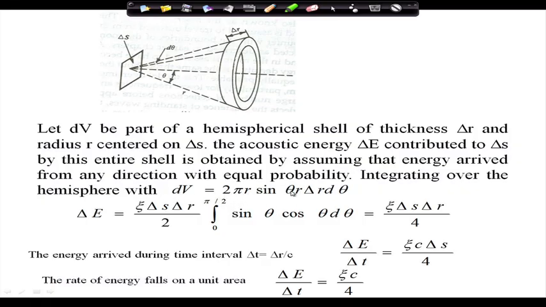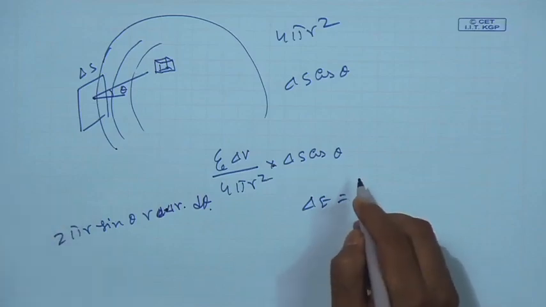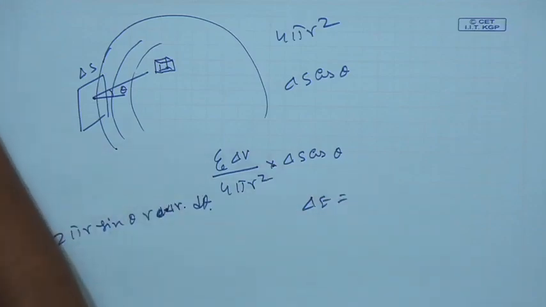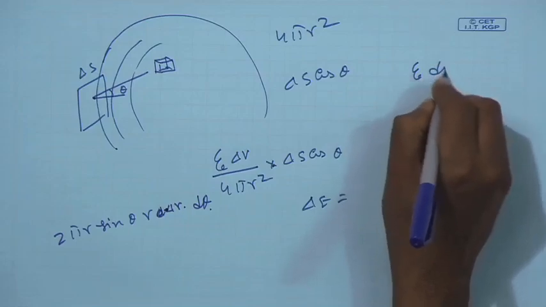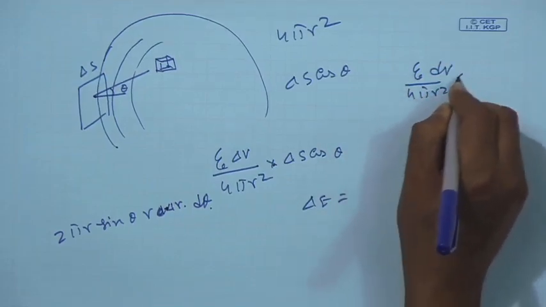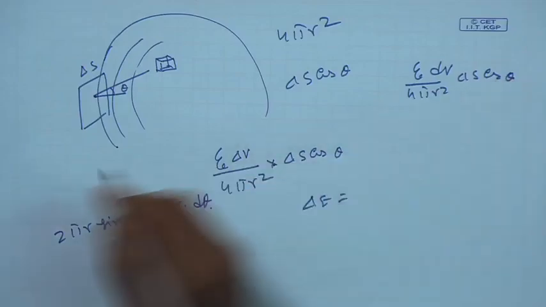2 pi r, what is 2 pi r? It is the circumference, multiplied by sin theta r dr into d theta. Okay. Now, what is the total energy del E? Del E is nothing but a volume packet. What is the packet? Packet is sigma dV by 4 pi r square del S cos theta. So, it is the amount of energy striking on del S, which is sigma dV divided by 4 pi r square del S cos theta, for a single packet.